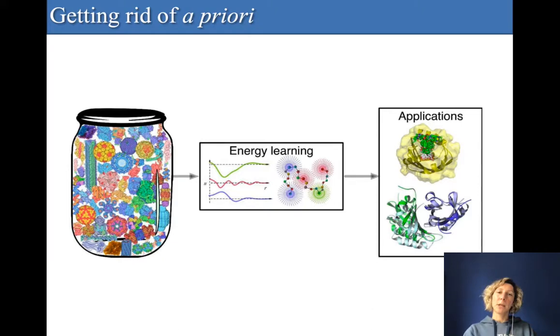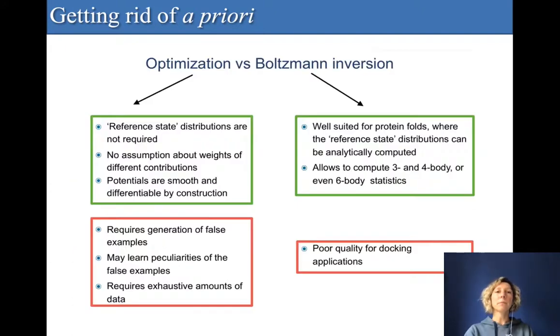So the idea is to get rid of any a priori that you may have on the system, and just try to have some very generic functions that are going to be tuned on the data. So this would be an optimization problem, which can be compared to the Boltzmann inversion. You don't need this assumption according to which the conformations are distributed according to a Boltzmann distribution. So there are pros and cons for both.